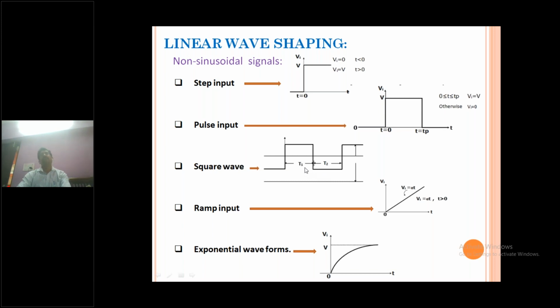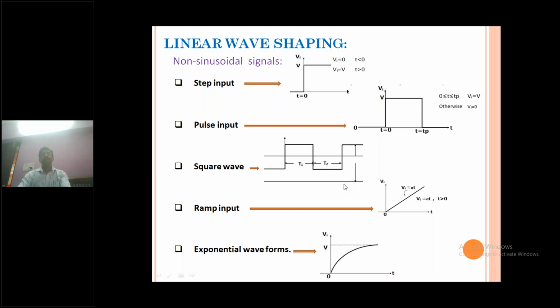Similarly, the square waveform. We know that a square waveform is either an asymmetrical square waveform or a symmetrical square waveform. What is the difference? Observe T1 and T2. T1 is the positive peak interval and T2 is the negative peak interval. If T1 and T2 are both equal to T by 2, where capital T is the period of the square waveform, that is a symmetrical square waveform. Otherwise, if T1 is not equal to T2, that is an asymmetrical square waveform.